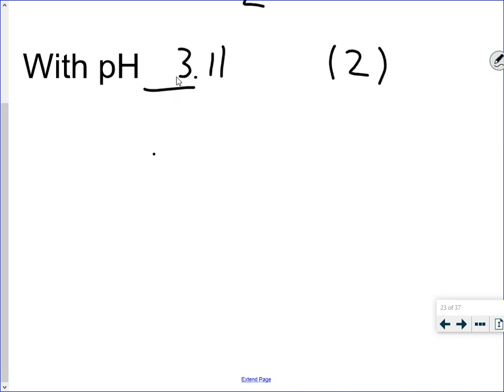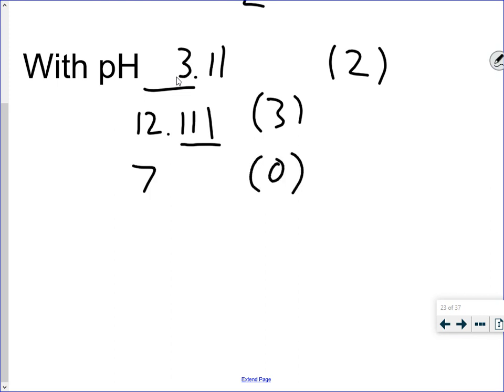So if you had a pH of 12.111, how many sig figs would that have? 3, because we only count the digits after the decimal. If you had a pH of 7, how many sig figs is that? 0. If you had a pH of 7.0, how many sig figs is that? 1. You count the number of digits after the decimal.